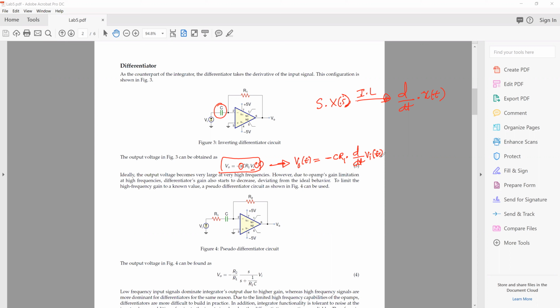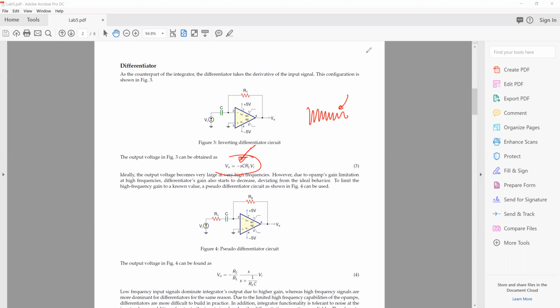Correct? So it does what it's supposed to do. But again, if the op-amp were to be ideal, this works. But what if the op-amp is not ideal? Again, we have a similar problem to what we have in integrators, right? What if there is something like high frequency noise? Noise is a very small amplitude, but it has a very high frequency, correct? So you'll see that at very high frequency, this has a very large gain. So the noise will be amplified a lot, correct?